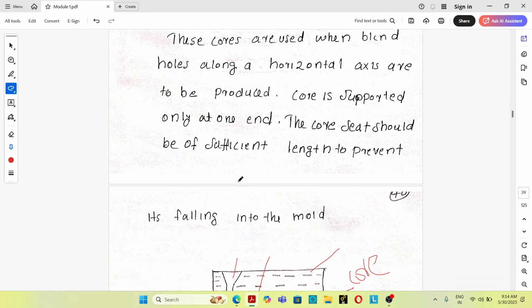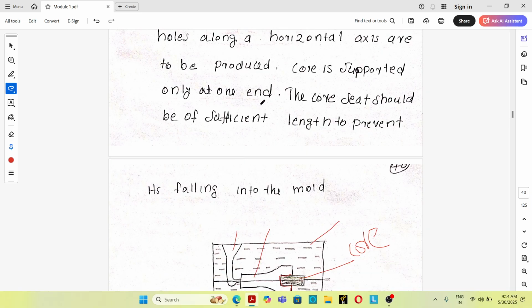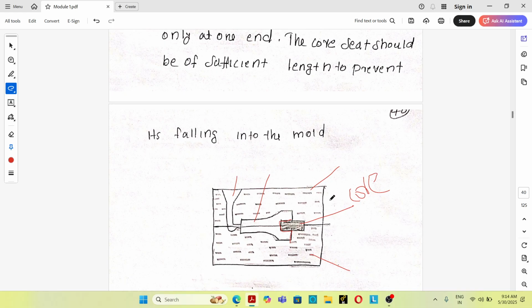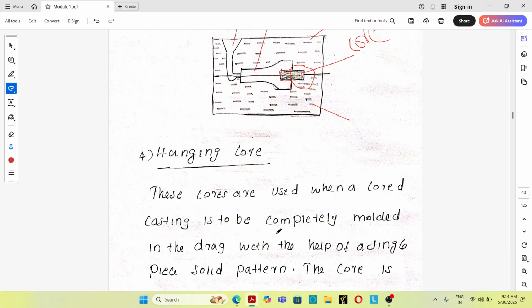These cores are usually placed on a horizontal axis. The core is supported at one end only. The core seat should be of sufficient length to prevent the core from falling into the mold. So in the case of a balanced core, the core is supported at only one end, and the core seat should have sufficient length to support it. Otherwise, the core will fall into the mold cavity. So that's the concept of balanced core.